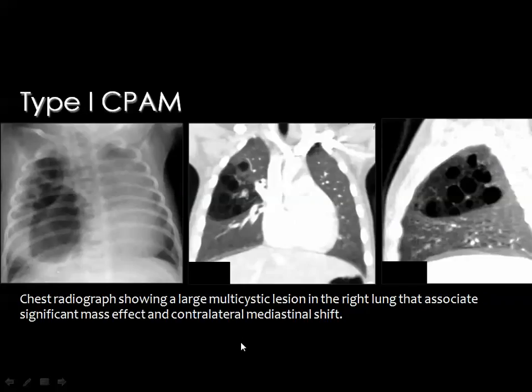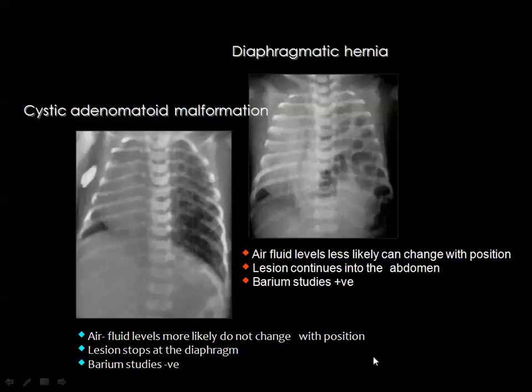And this is a classic appearance of cystic adenomatoid malformation affecting the right upper lobe. You see cavities in the right lung by chest X-ray. The cavities that are filled with air are confined to the right upper lobe, and this is because the cavities are sizable, and this is type 1 congenital adenomatoid malformation.